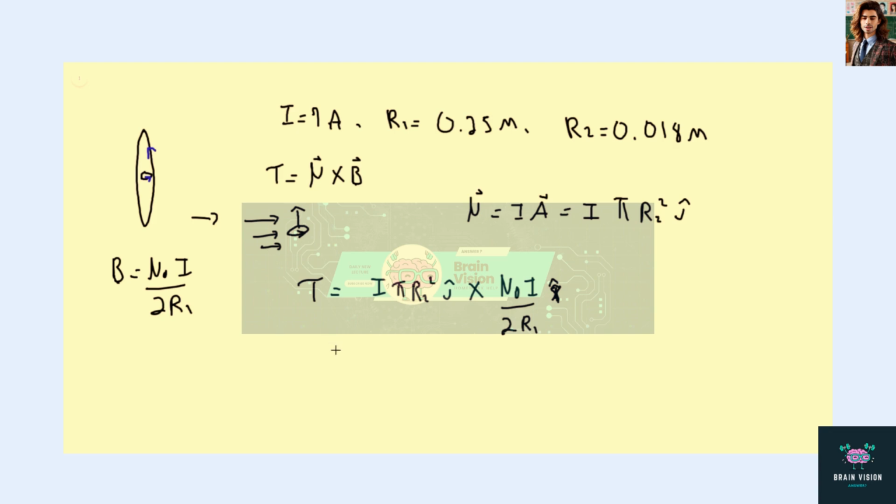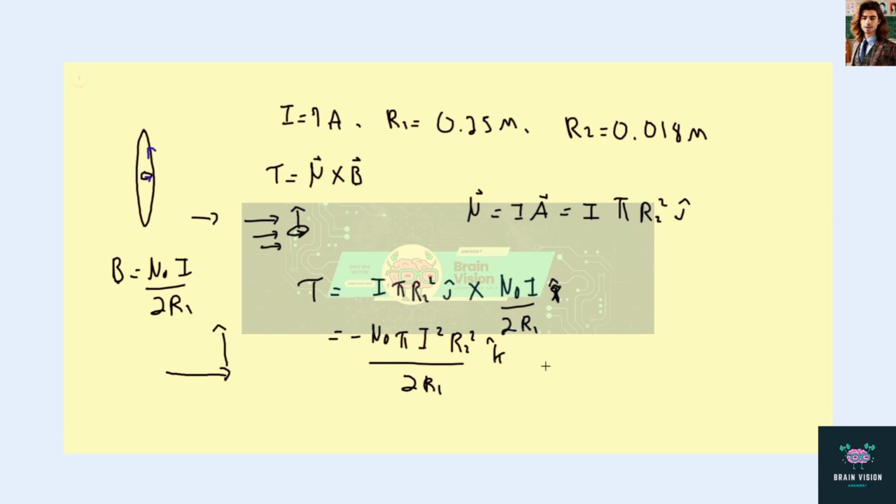Now we can evaluate that. We just have a bunch of constants: a mu naught, a pi, an I squared, and R2 squared, over 2R1. And j crossed with i gives us something in the k direction. Again by the right-hand rule, if we point our fingers in the i hat direction and curl them up into the j hat direction, our thumb has to point out of the page, so that is negative in the k hat direction. So this whole thing is negative.